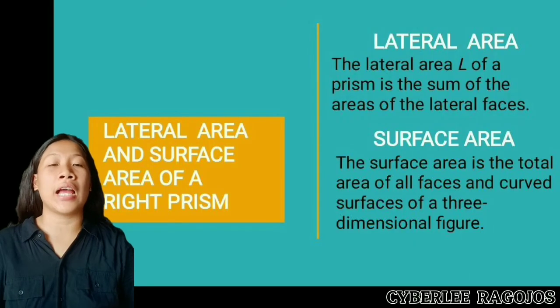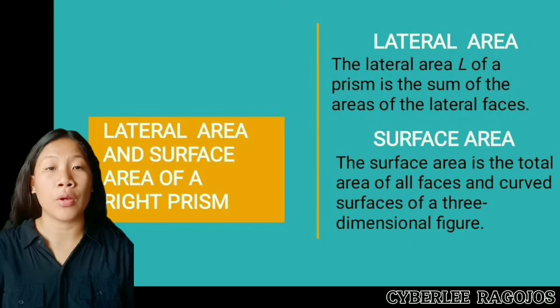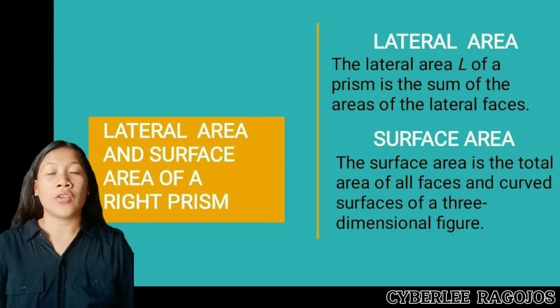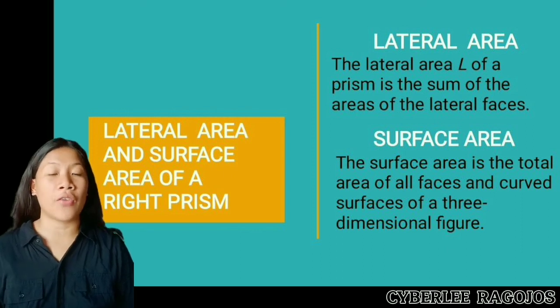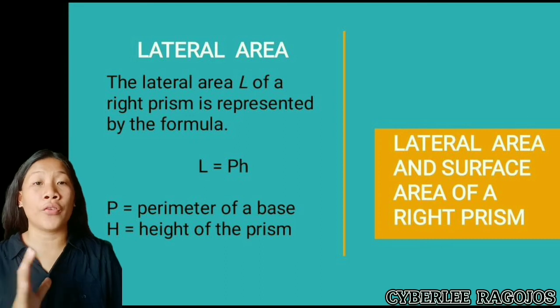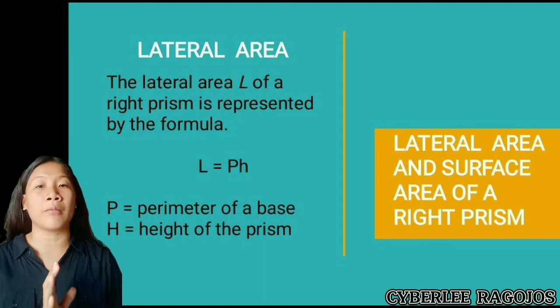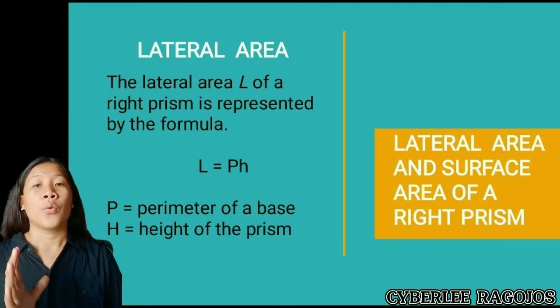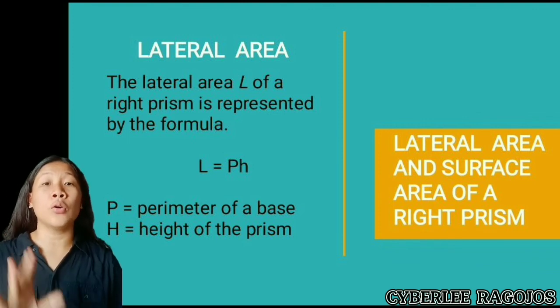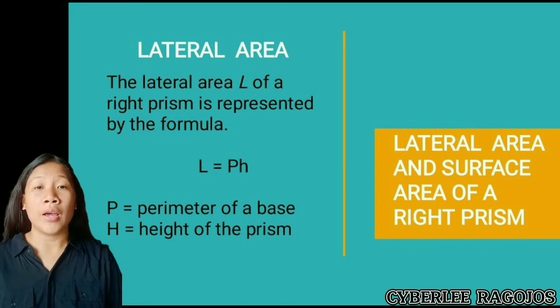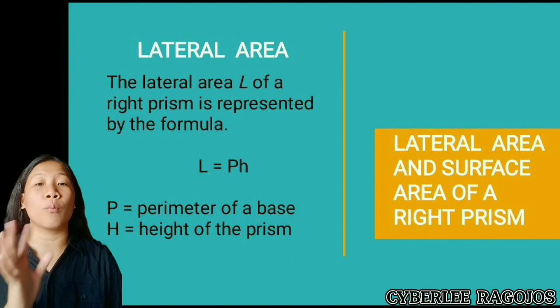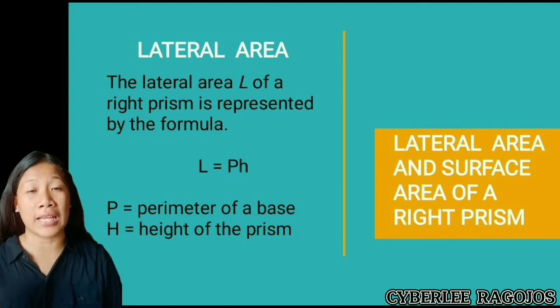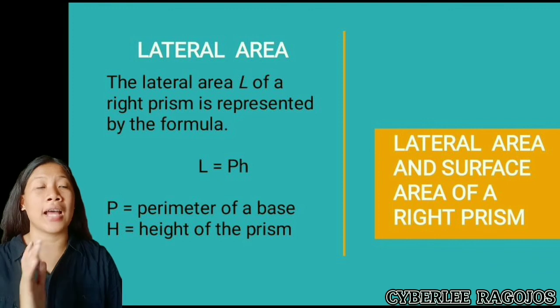Let's proceed to the lateral area of a right prism. So what is a lateral area? The lateral area of a prism is the sum of the areas of the lateral faces. Lateral area, or symbol L, of a right prism is represented by the formula L is equal to PH, where P represents the perimeter of a base and H represents the height of the prism. So yung base is yung bottom niya and yung height is yung distance o yung taas ng isang shape.